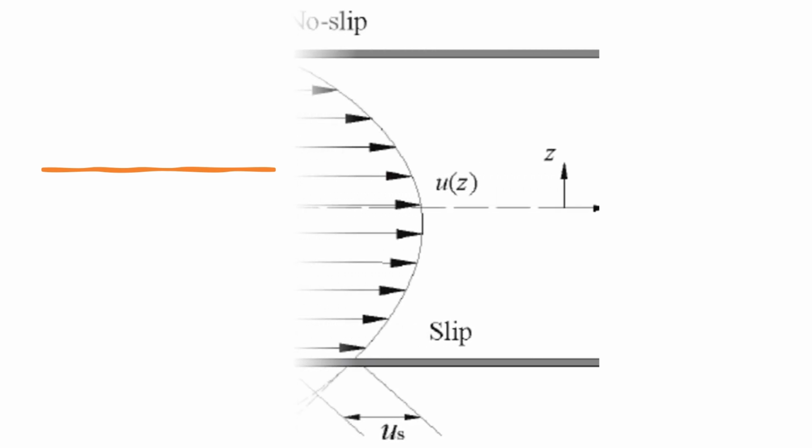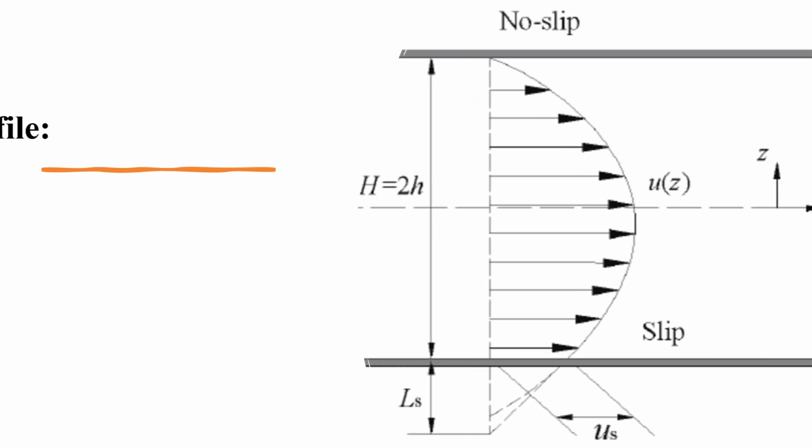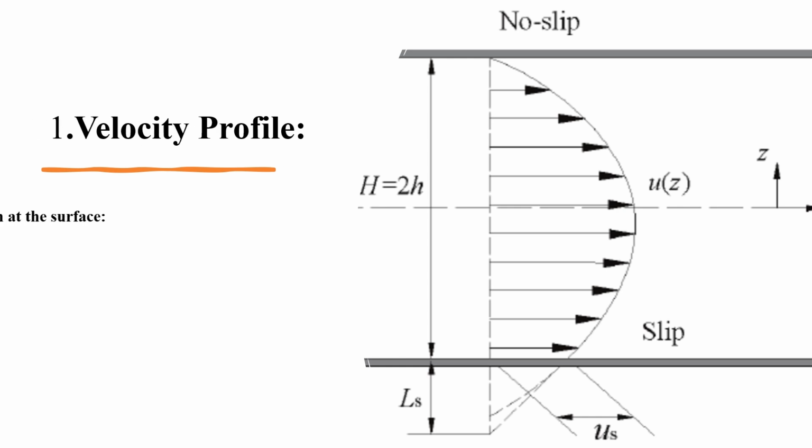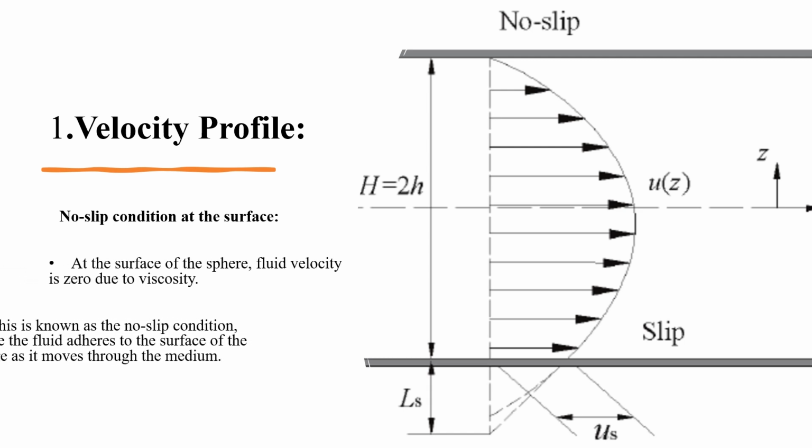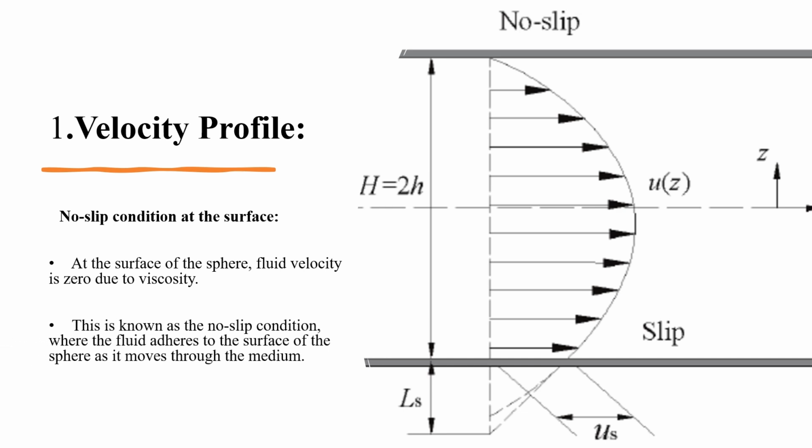Next, let's talk about how the fluid's velocity decays as you move farther away from the sphere. The velocity doesn't stay constant. It actually follows an inverse relationship with the distance from the sphere. In simpler terms, the closer you are to the sphere, the slower the fluid moves. But as you get farther from the sphere, the velocity gradually picks up until it reaches the undisturbed velocity of the surrounding fluid.